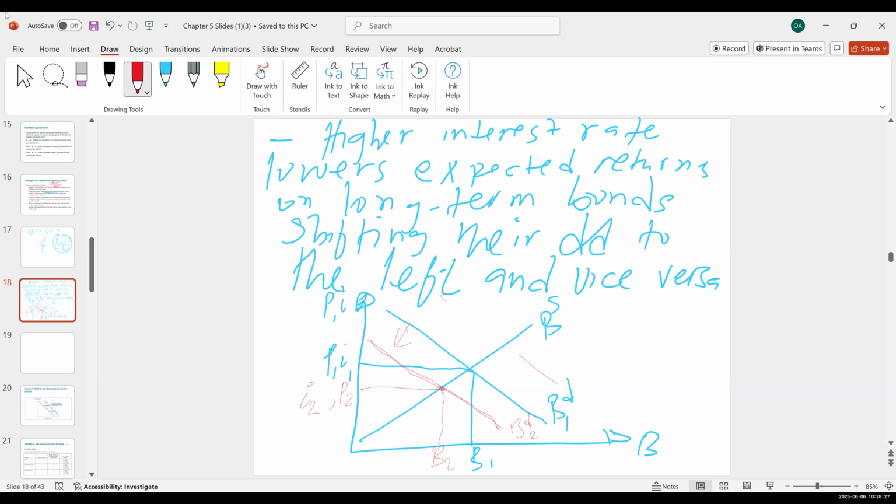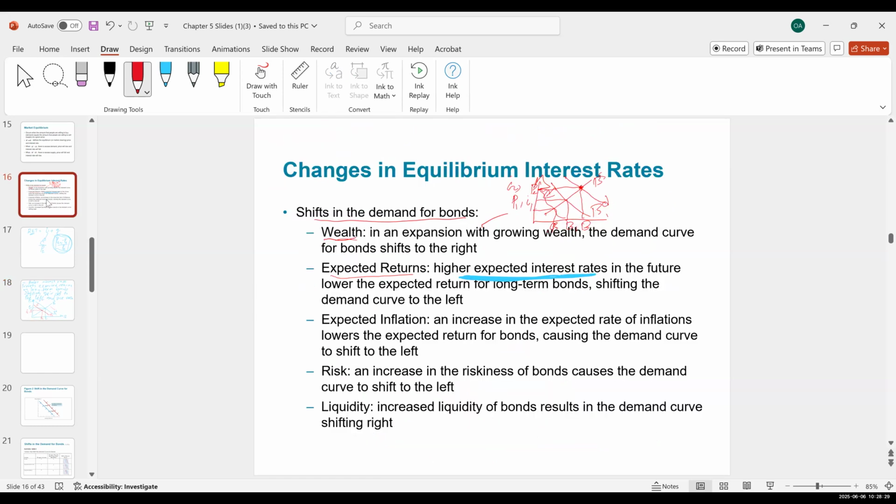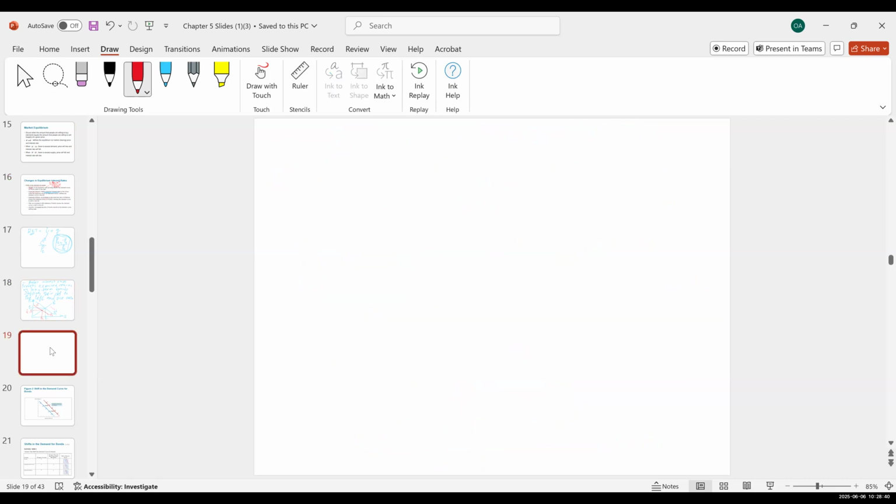Okay? And then the third factor which affects the demand for bonds is going to be expected inflation. Expected inflation. Okay, so think about it. Let me ask you, Daniel Open, if expected inflation goes up, how does that affect your return on your investment? If you are expecting inflation to go up, the return would go down, wouldn't it? It goes down, yes, the real return.